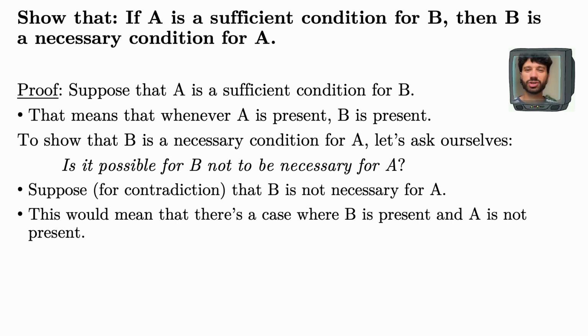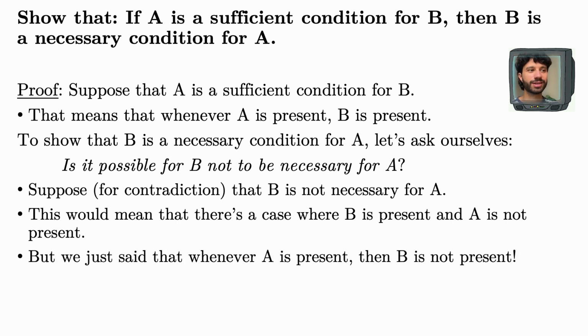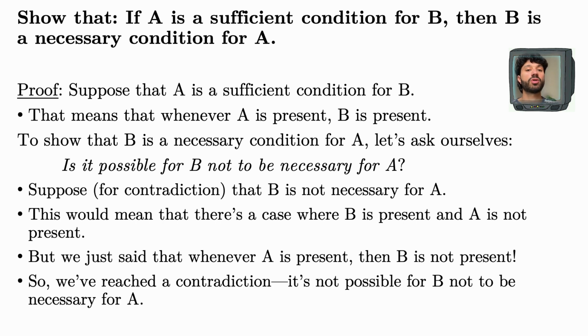Now, do you see something weird here? We've assumed that A is sufficient for B, which means that whenever A is present, B is present. But then we've also supposed for contradiction that B is not necessary for A, which means that if B is present, then A is not present. But we just said that whenever A is present, then B is present. So this is what you call a contradiction. It's not possible for B not to be necessary for A.